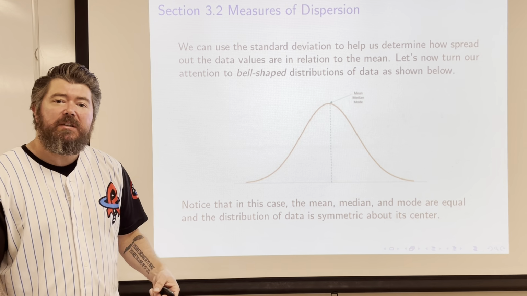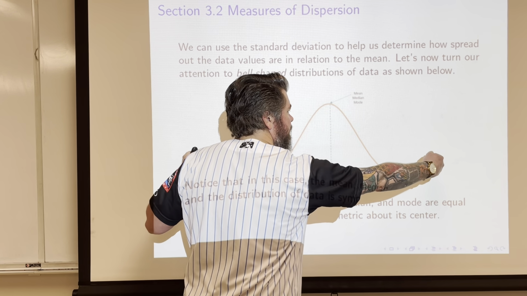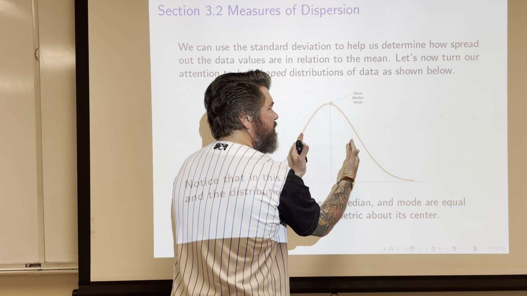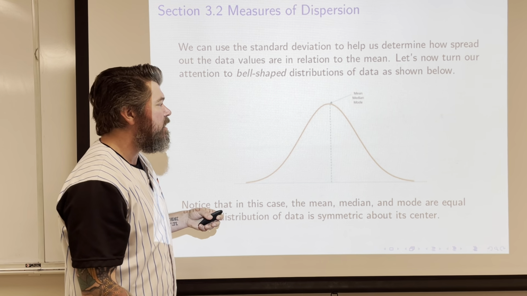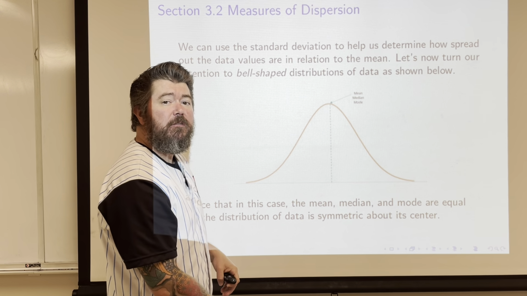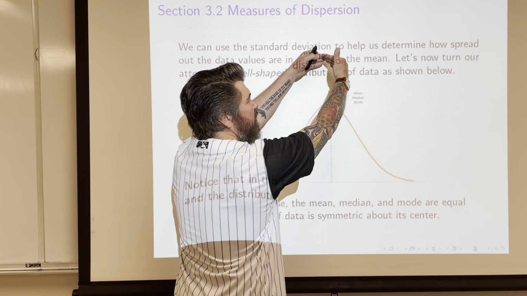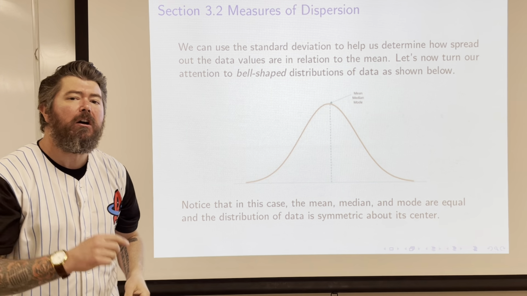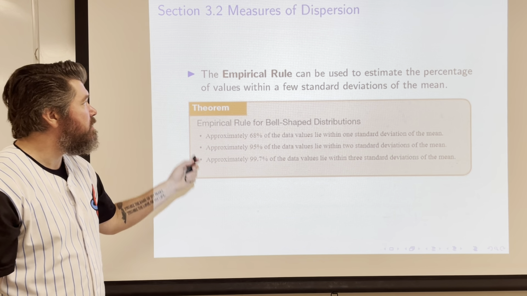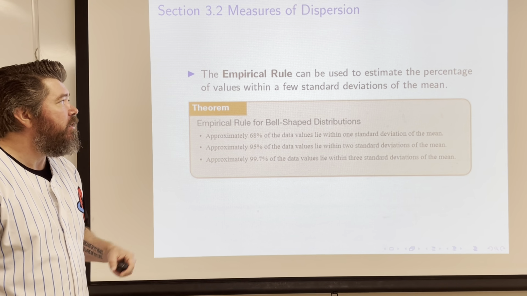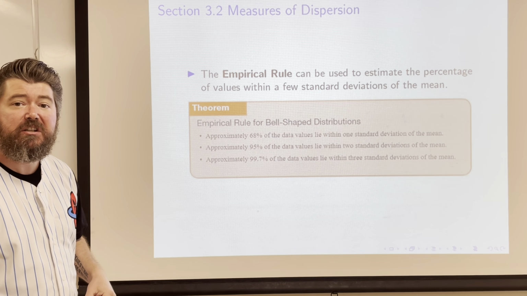Okay? Now, what's going to happen is our standard deviation is going to either stretch this graph out or squish this graph in. So it's going to be very elongated and very flat if we have a larger standard deviation. Or if we have a smaller standard deviation, we're going to squish it in. So it's going to be really short, and that's going to create a higher peak here. Okay, and we'll talk more about this in chapter 6. Now, with bell-shaped distributions, we have what's called the empirical rule. The empirical rule can be used to estimate the percentage of values within a few standard deviations of the mean.